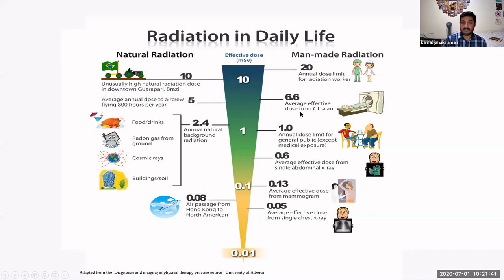6.6 mSv is the average effective dose from a CT scan. And you can see 0.05 mSv is the average effective dose in a single chest X-ray. So these are the normal radiation we encounter in daily life. Even normal food, drinks, buildings, and soils can generate some amount of radiation.